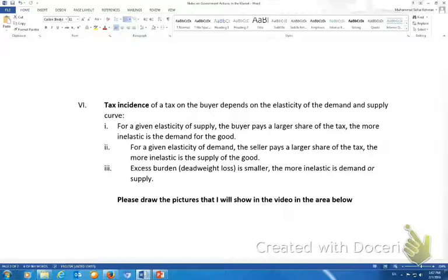So you can see that which side of the market pays the larger share of the tax burden really depends on how inelastic that side of the economy is. Statement number 3 is a little bit controversial. It says that excess burden is much smaller the more inelastic the demand or the supply curve is. Okay.